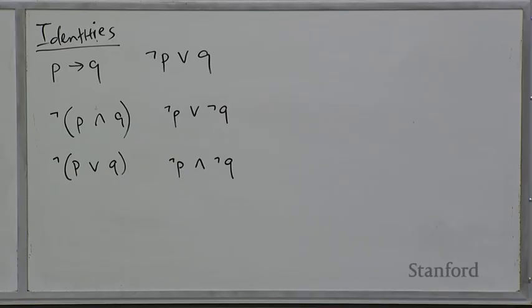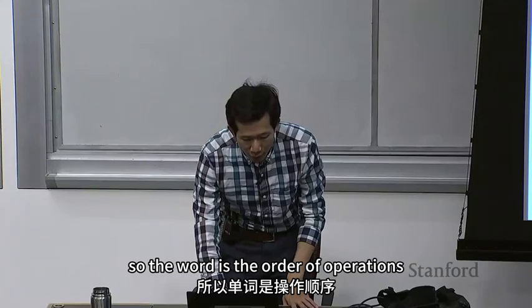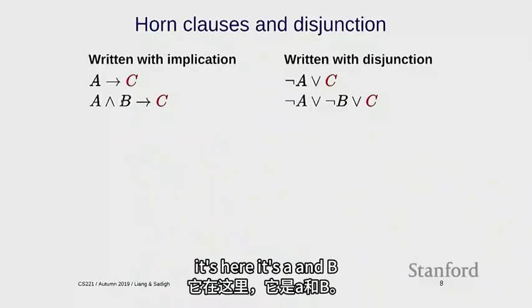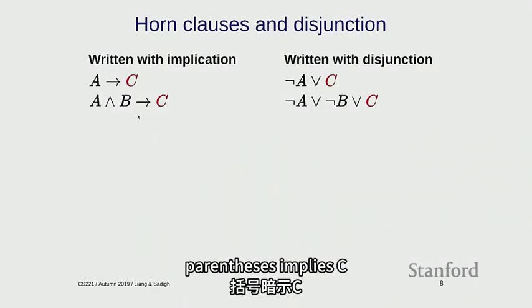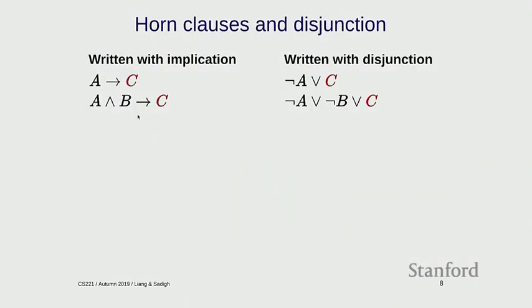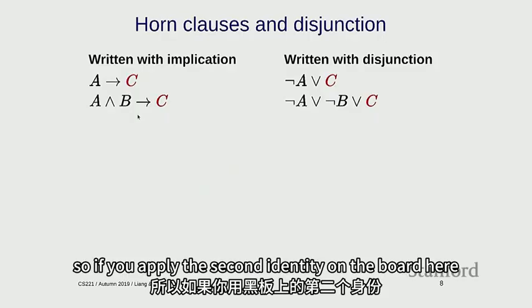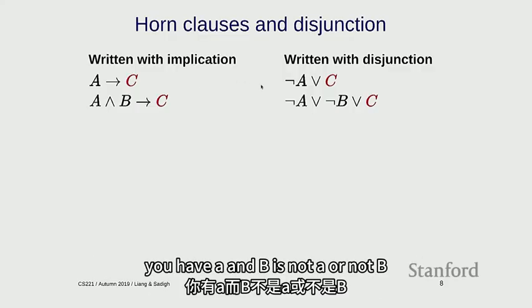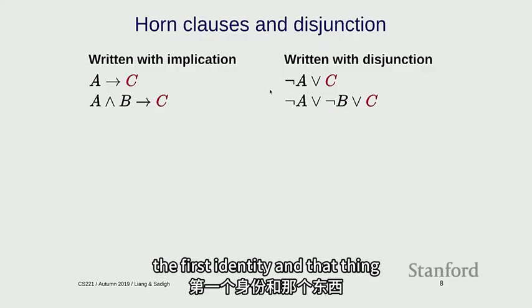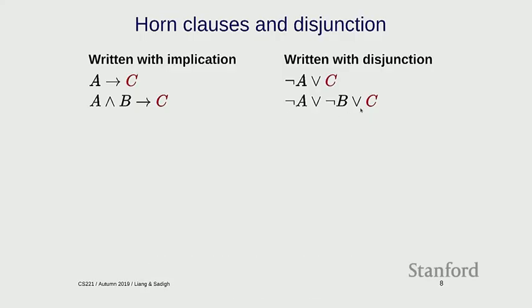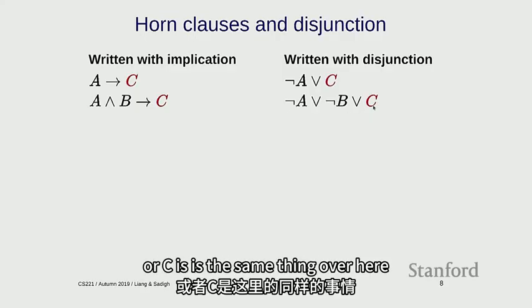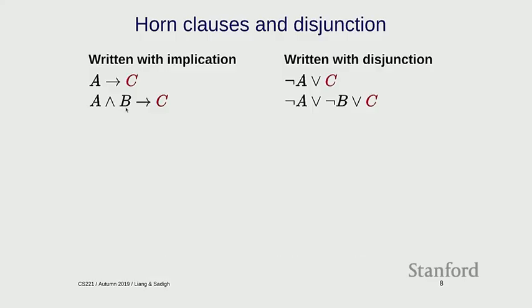Yeah? If the parsing here is left to right, is it A and B implies C, or is it A and B implies C? Yeah, it's a good question. What is the order of operations? It's A and B in parentheses, implies C. Okay, so if you apply the second identity on the board here, you have A and B is not A or not B. And then you apply the first identity, and that thing or C is the same thing over here.